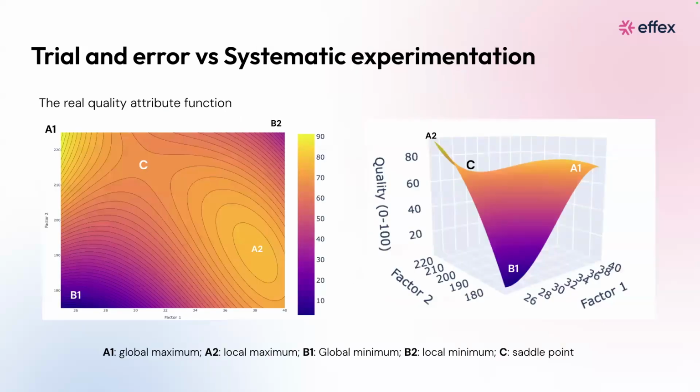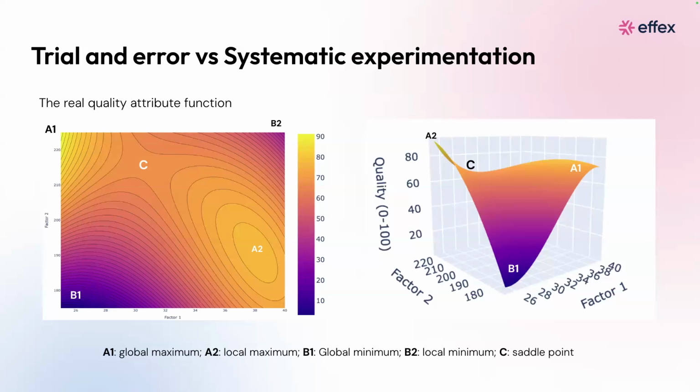So this is the real quality attribute function of this toy example. On the left-hand side, we see a contour plot. On the vertical axis, you have factor 2, which is temperature, that goes from 175 to 225. On the horizontal axis, you have the time that goes from 25 to 40. What you see here are curves that express the value of the objective function, so the quality attribute function, which is how good our process is.